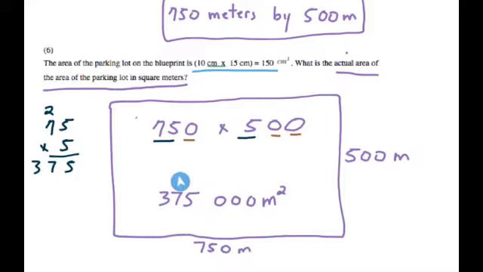So really not a difficult multiplication problem. It boils down to 75 times 5 and bringing with us the zeros from each of the numbers. So we have an actual parking lot area of 375,000 square meters.